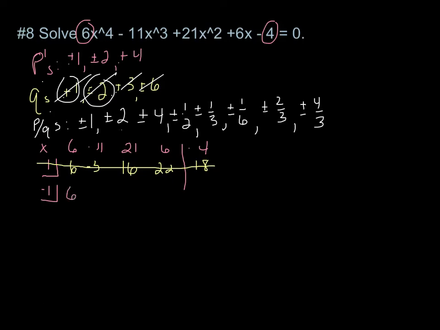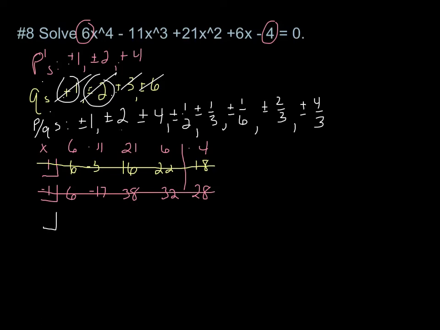Drop the 6. Negative 1 times 6 is negative 6, plus negative 11 is negative 17. Negative 1 times negative 17 is 17, plus 21 is 38. If you can see that you're not going to get 0, you can just stop and go to the next one. Negative 1 times 38 is negative 38, plus 6 is negative 32. Negative 1 times negative 32 is positive 32, minus 4 is 28. But we didn't get 0, so we can cross that out. So negative 1 is not a 0. And you just keep going, guys.